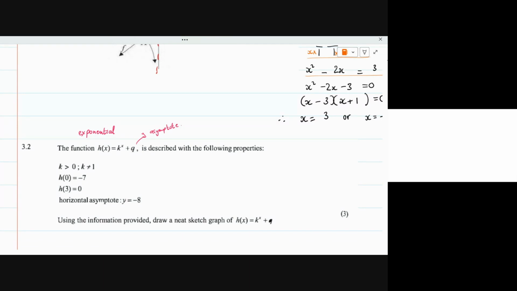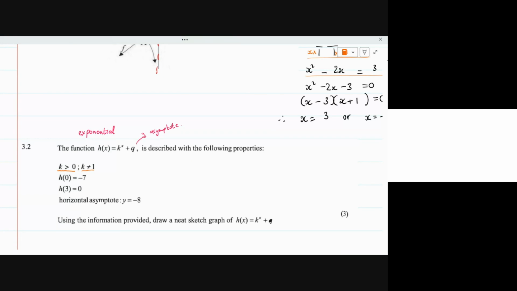The information says, the function h of x is k to the power of x plus q, described with the following properties. It says that k needs to be greater than 0, but k cannot equal 1. Give me an example of what k can be. 2. Good. K can equal 2, a positive number that's greater than 1. K could equal 3 over 2. K could equal 8, as long as it's a number greater than 0 and not 1.